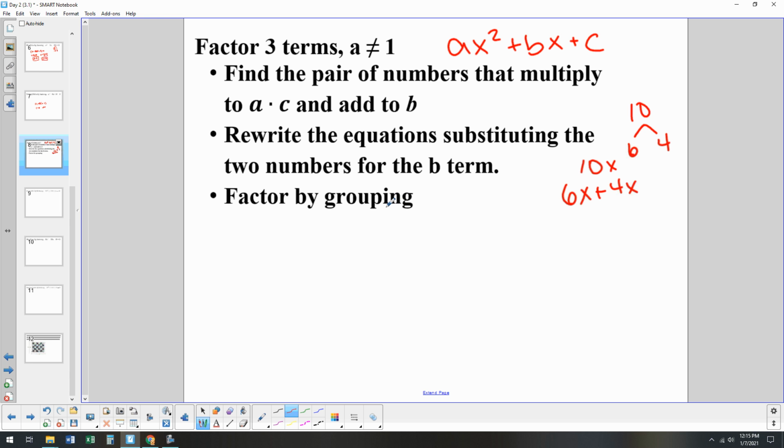This is not the only way you could factor with 3 terms. You could do guess and check, which is a completely valid method. That's how I learned it. But this is probably the easiest way and helps you to make sure you didn't make a mistake right away.